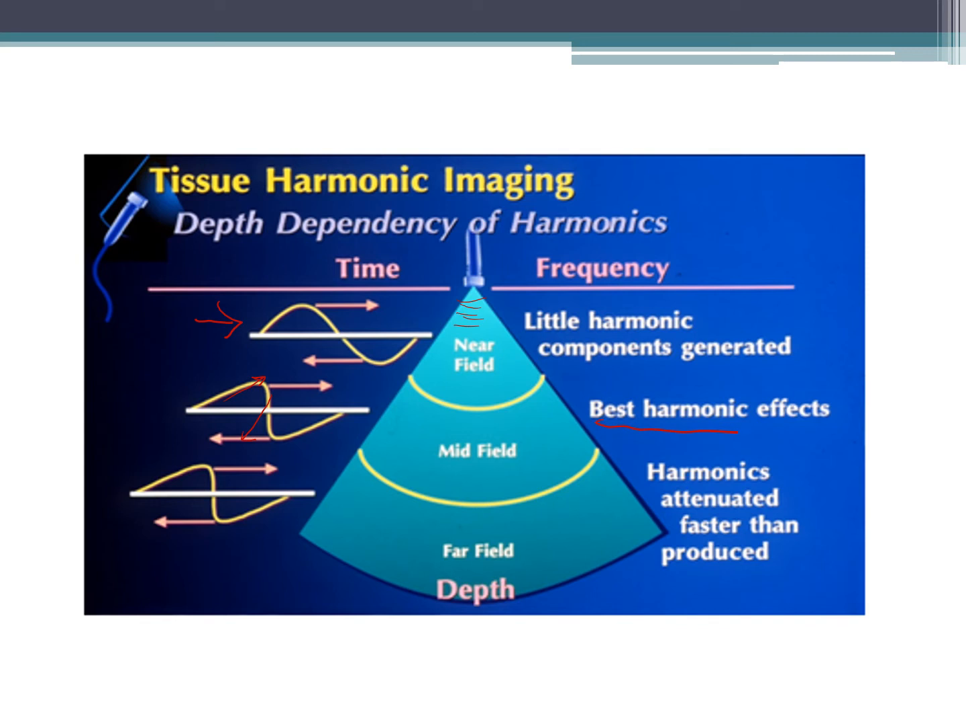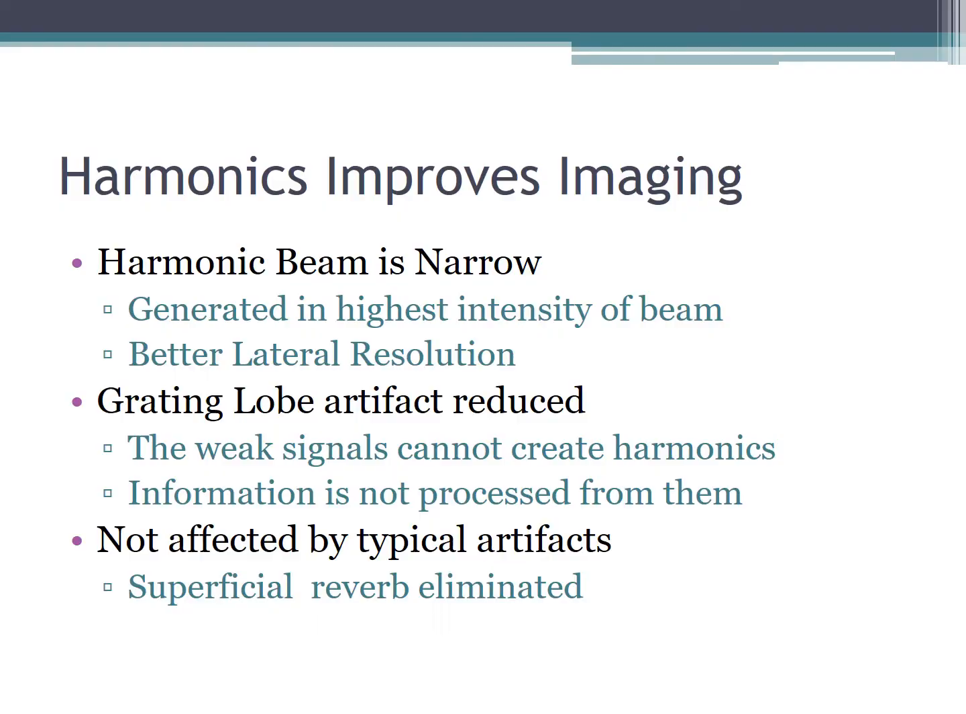As that sound beam travels further into the body, we are going to see even greater speed ups during the compression and greater slowdowns during rarefaction, but the harmonics is going to attenuate faster than it's produced in this far field, and we're just not going to get as clear pictures from that far field part. So really harmonics is best for this midfield. It helps for the far field, but just not as much.